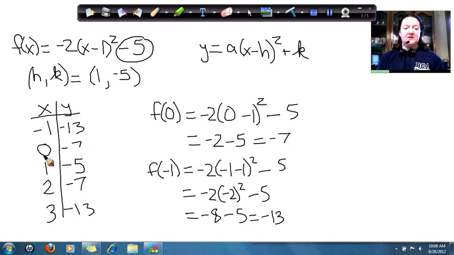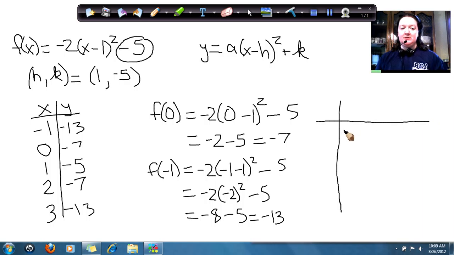So if you look at these values, most of the x's are positive, but the y's are all negative. So to be in the correct quadrant, we're going to draw a graph that looks like this. So if we have (1, negative 5), it's going to be here, 1, 2, 3, 4, 5, plot ourselves a point. If we have 0, it's a negative 7, so we're going to go down 2 more. And 2 is also at negative 7 because it is symmetric.